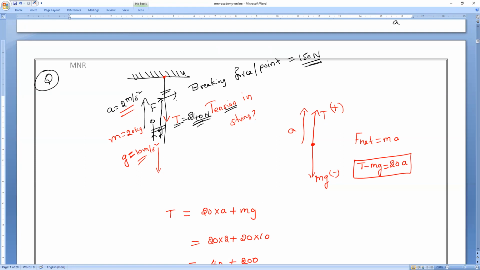Understand? But if you are traveling fast, then what will happen, guys? The breaking force point is 150. If you are climbing fast, forget about the mass, then automatically it will break or not? The string will break or not if your acceleration is very high? Everybody, please respond.